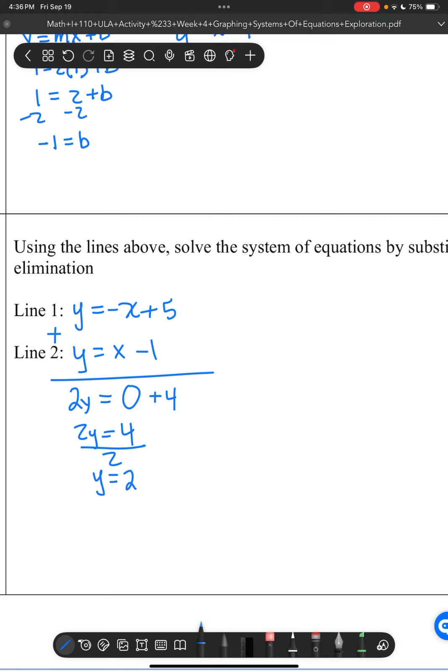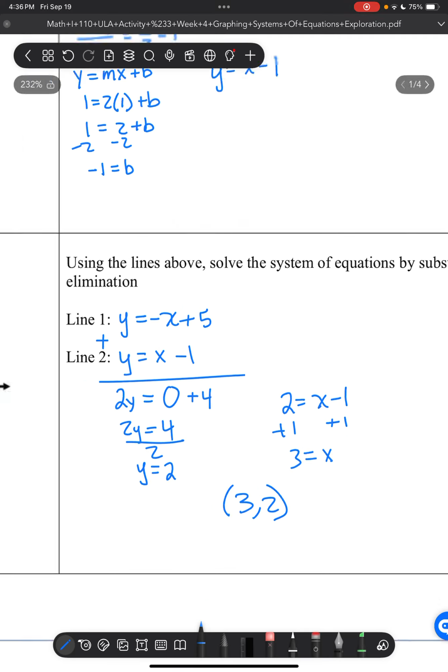Okay, we're going to plug that in. I'm going to plug it into just the second equation because it's a little easier. So we know our y. Our y is 2. And we are needing to find our x. So we're going to add our 1, which is going to get us our x equaling 3. So we're given a point of (3, 2).